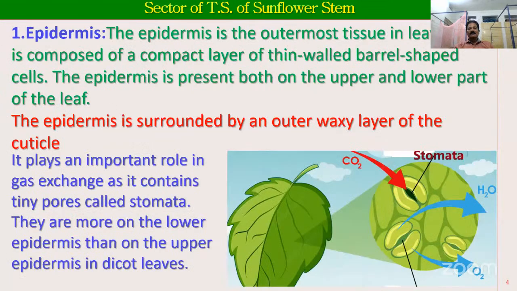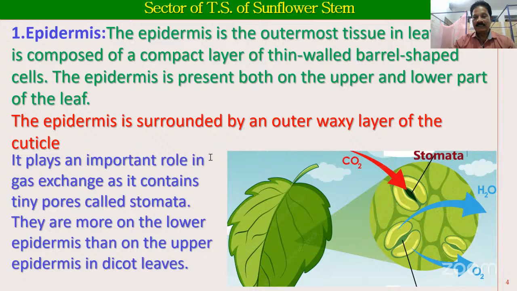See, epidermis is the outermost tissue. Generally, cells are barrel shaped, composed of a thin layer of cells. All the cells are epidermis, like in stem and root. They are living cells. On the outer side, you can see the cuticle. That is a waxy layer made up of cutin. Cutin is a waxy substance. This epidermis plays a very important role in the exchange of gases. As earlier discussed, it has tiny pores.